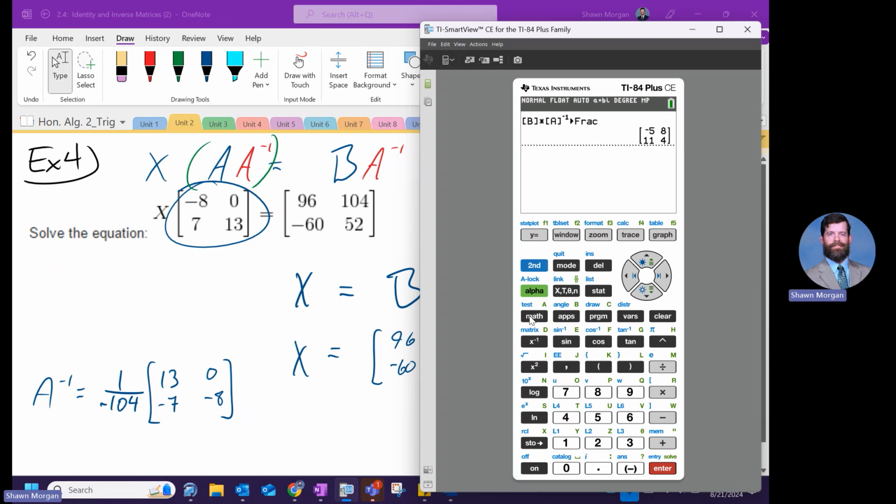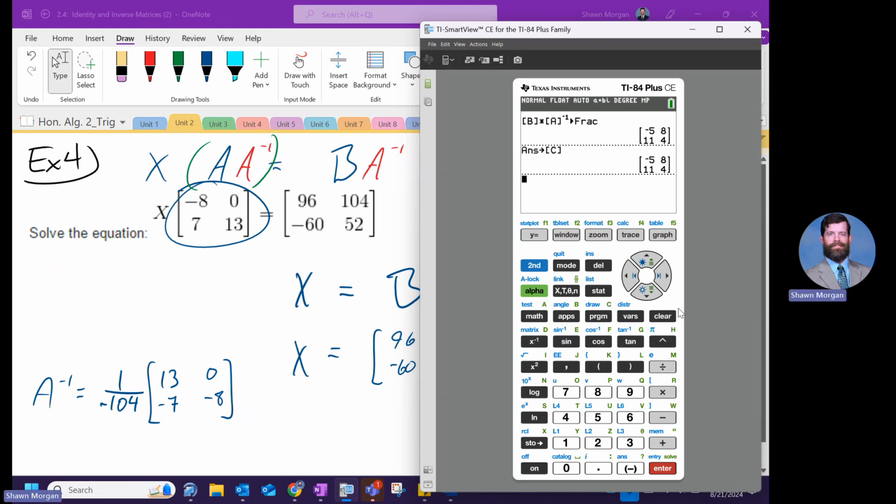Now, what's nifty about this is that you could check your work. Watch this. I'm going to store that answer as matrix C. The store button is above on. It's STO with an arrow.